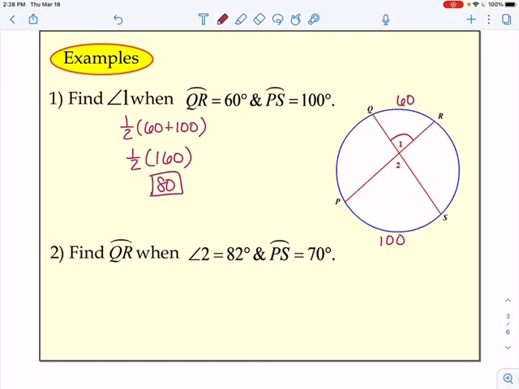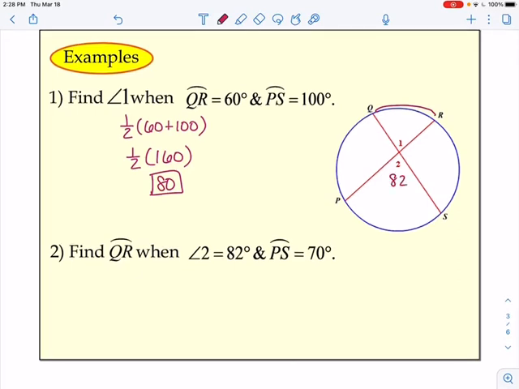For number 2, we want to find arc QR. Let me erase what we had there. Okay, so this time we want to find arc QR when the measure of angle 2 is 82 and the measure of arc PS is 70. So again, the rule is that angle 2 is going to equal 1/2 of the sum of the arcs. So 1/2 of arc PS plus arc QR. And we're looking for arc QR, so I'm going to call arc QR X.